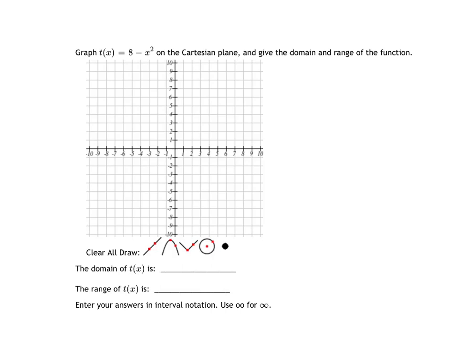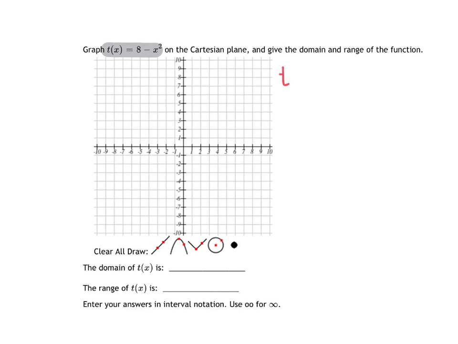So one important thing we need to be able to do with functions is graph them. If we have a function like t of x equals 8 minus x squared, we need to find some points. Now, functions have inputs and outputs. The notation t of x just represents the y value. We could also write this equation as y equals 8 minus x squared. It means the same thing.